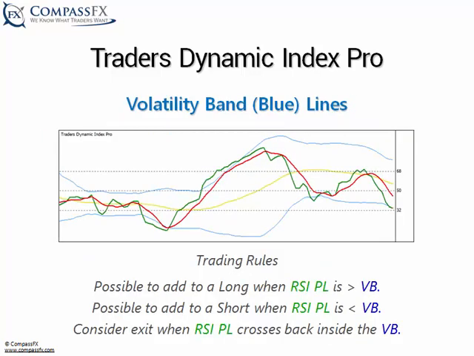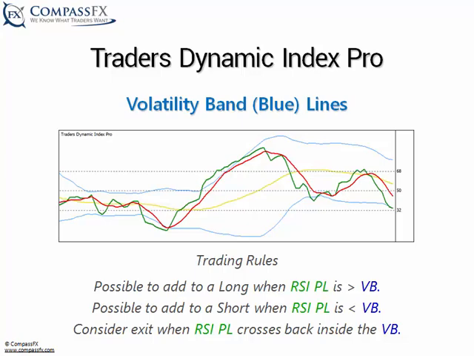Oftentimes I'm asked by traders, when do I add to a trade? Well, the volatility band has some trading rules which will show you when to add to a trade. When the green line starts to rise above the upper volatility band in a long condition, you can add to your long trade. And just the opposite, when the green line drops below the lower volatility band and not down below the 32, you can add to your short.